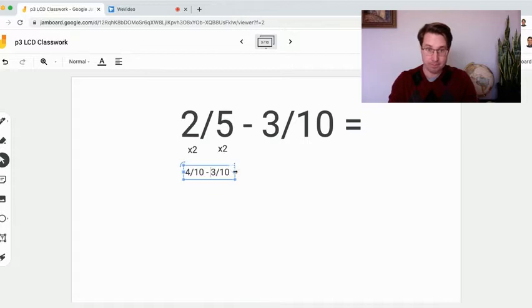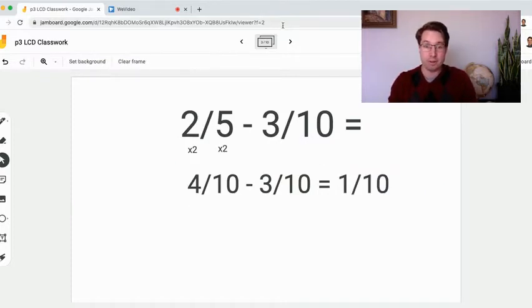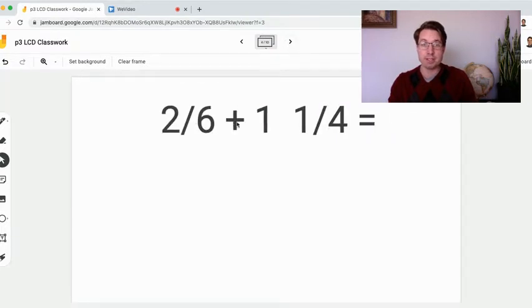There we go. Let's get a little bit bigger here. 2/5 and 4/10, this is an equal value. These two fractions are different, but they actually equal the same. So they actually are the same number. 4/10 minus 3/10 is 1/10. There you go.